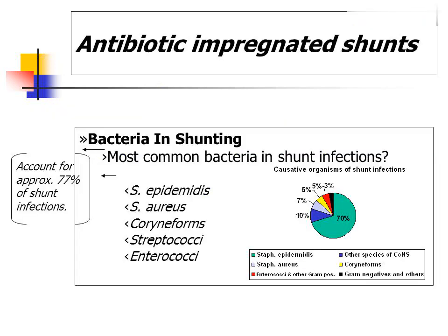Antibiotic impregnated shunts. Bacteria in shunting. Most common bacteria in shunt infections: S. epidermidis, S. aureus, coliforms, streptococci, enterococci. Account for approximately 77% of shunt infections.